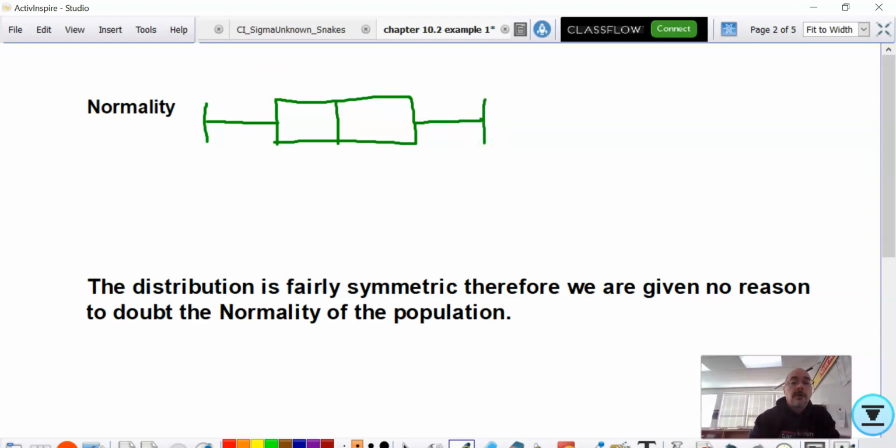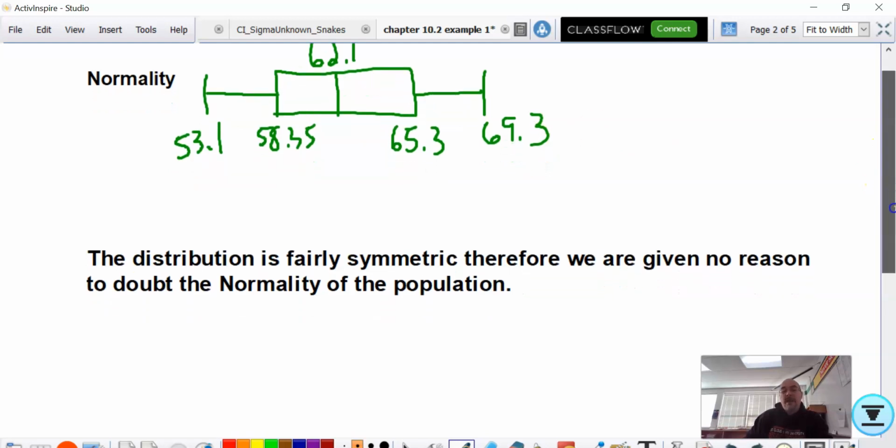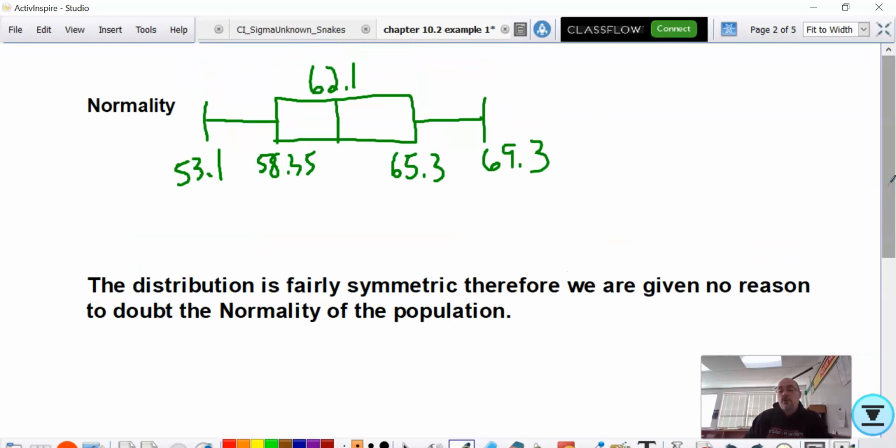It's pretty normal looking. The minimum is 53.1. Q1 is 58.35. The median is 62.1. Q3 is 65.3 and the maximum is 69.3. And so then we can say the distribution is fairly symmetric, therefore we are given no reason to doubt the normality of the population. If you wanted to, you could do the normal probability plot, but the box and whisker pretty much works with everything.